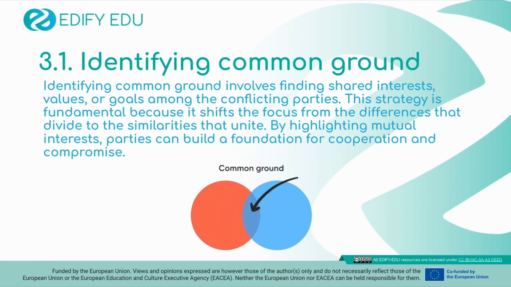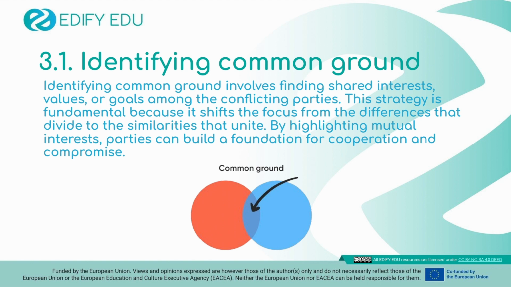Identifying common ground involves finding shared interests, values, or goals among the conflicting parties. This strategy is fundamental because it shifts the focus from the differences that divide to the similarities that unite. By highlighting mutual interests, parties can build a foundation for cooperation and compromise.